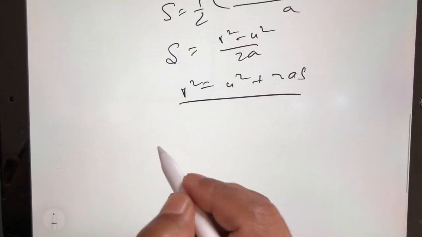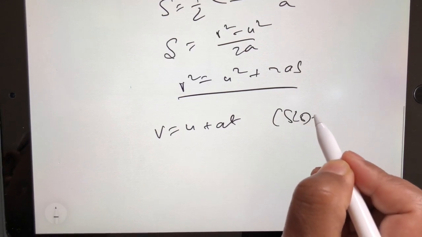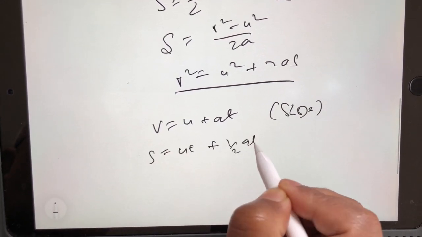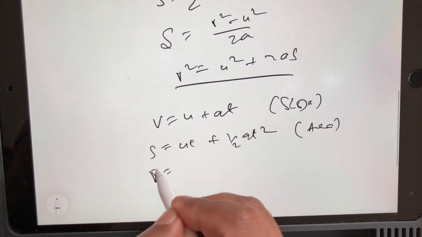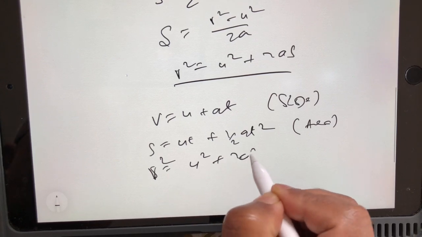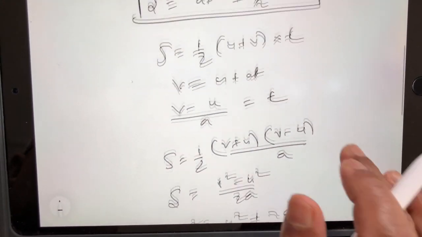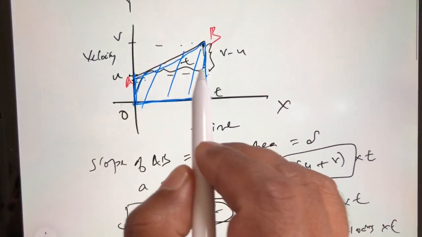So we've got the three equations of motion. v equal to u plus at from the slope, then s equal to ut plus half at squared from the area, and v squared equal to u squared plus 2as, also from these two. So this is how you derive the equations of motion using your velocity time graph.